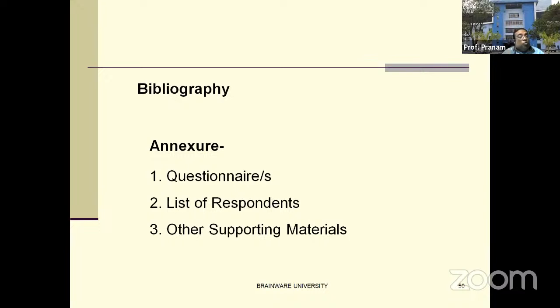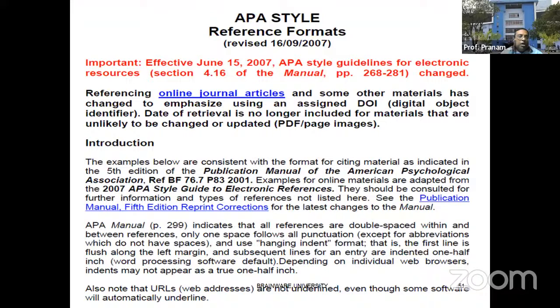Bibliography, that is list of books, list of journals, list of websites, list of blogs, list of YouTube videos, etc. And then the annexure containing the questionnaires, list of respondents, and other supporting materials. These are the reference material. Now it is the APA style.